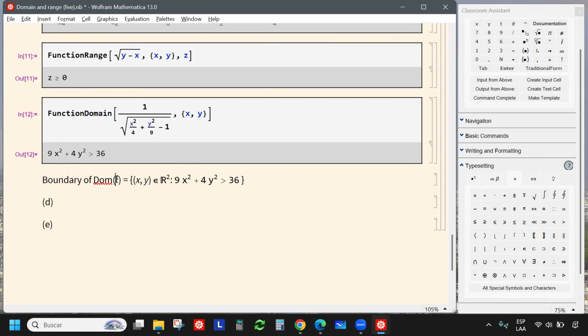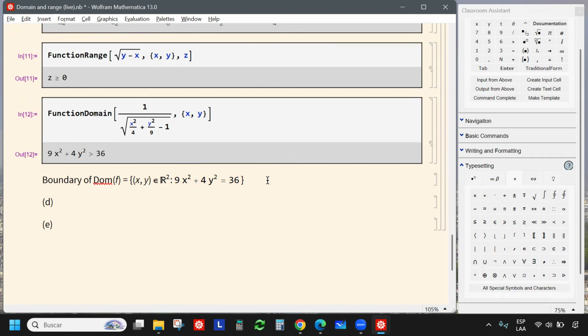So we have written the boundary of the domain. No, it is not the boundary, it is the domain. To have the boundary, we need an equal there instead of greater than. Yes, that is the equation of the ellipse, that is the boundary of the domain.